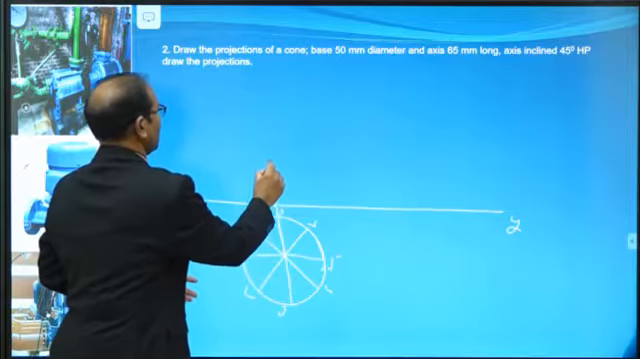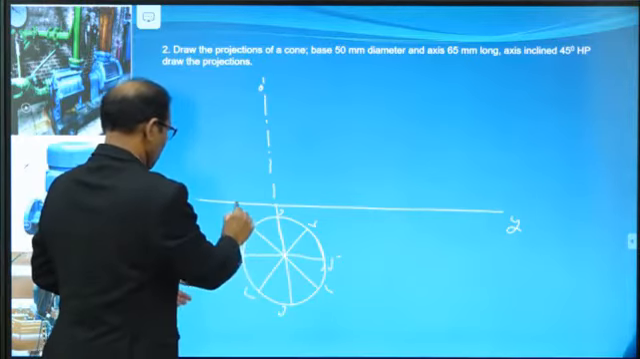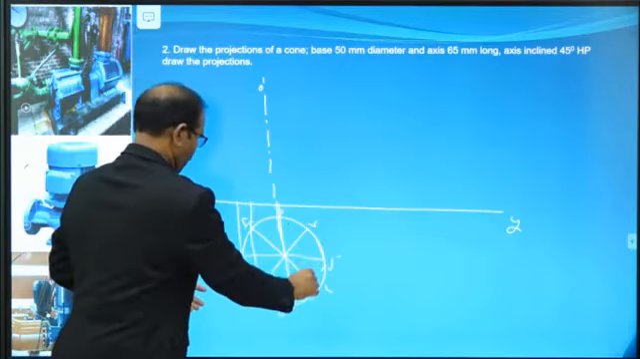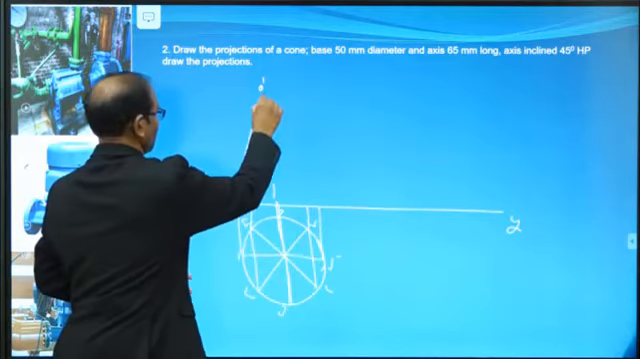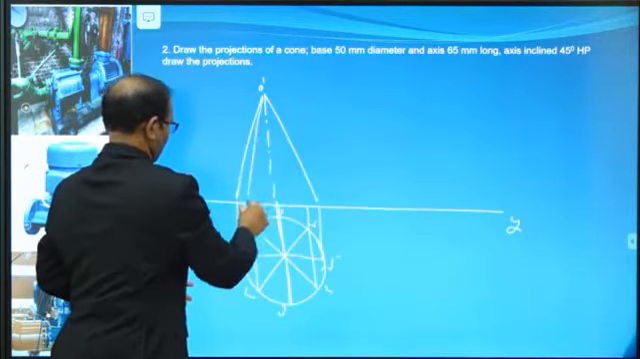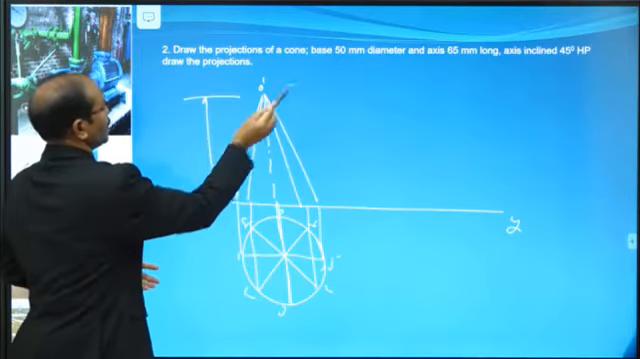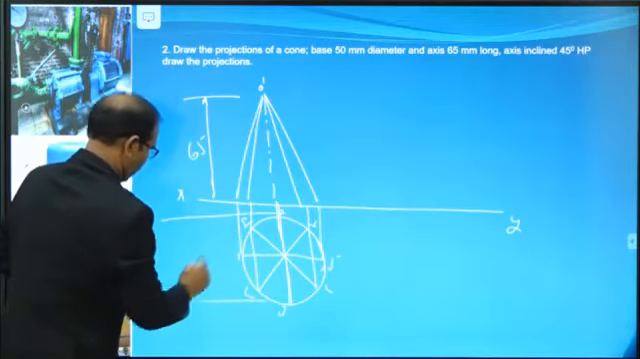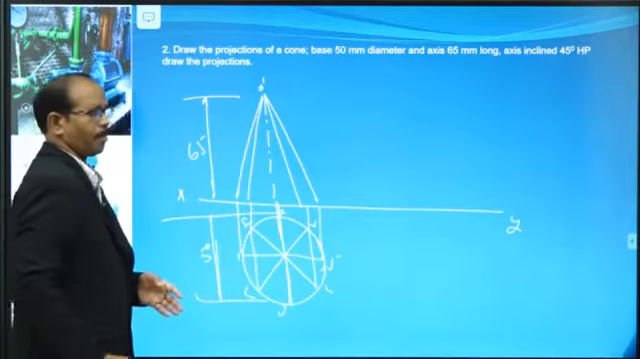Project. Now here also draw the axis line. This is O dash. Project 1, 2 and 8, 3 and 7, 4 and 6, and 5. Now these are the lines. This is the required height of the cone, say the height is 65. Now this is 50 mm, and this is 50 mm.